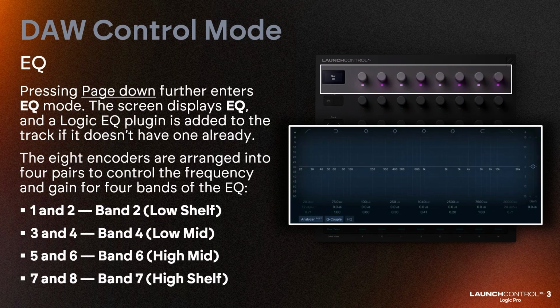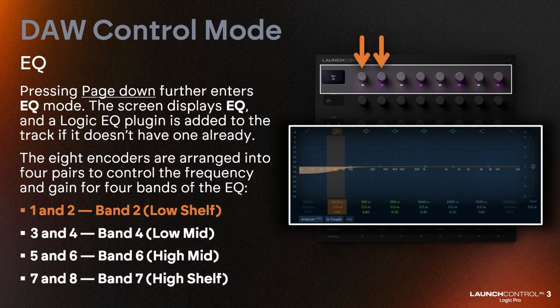Pressing page down further enters EQ mode. The screen displays EQ, and a Logic EQ plugin is added to the track if it doesn't already have one. The 8 encoders are arranged into 4 pairs to control the frequency and gain of 4 bands of the EQ.